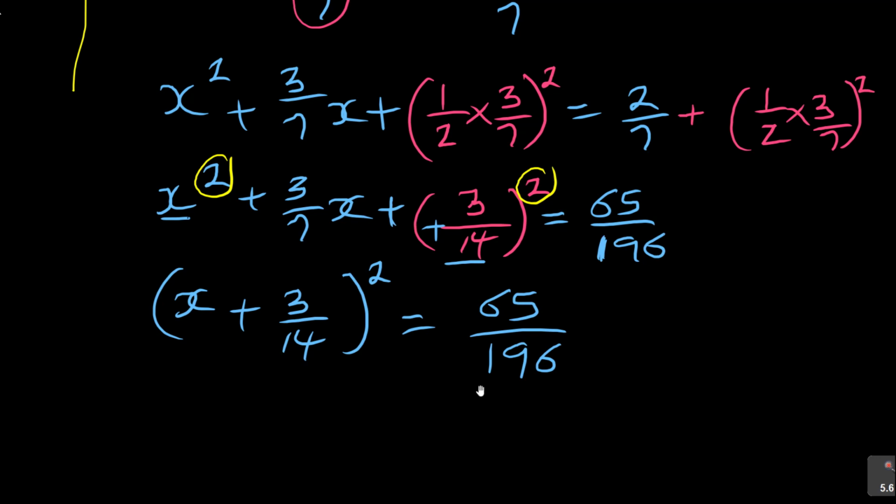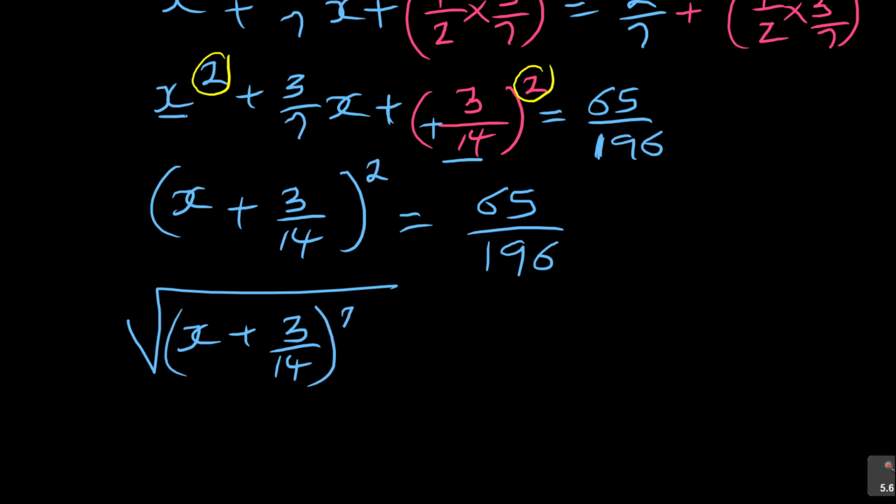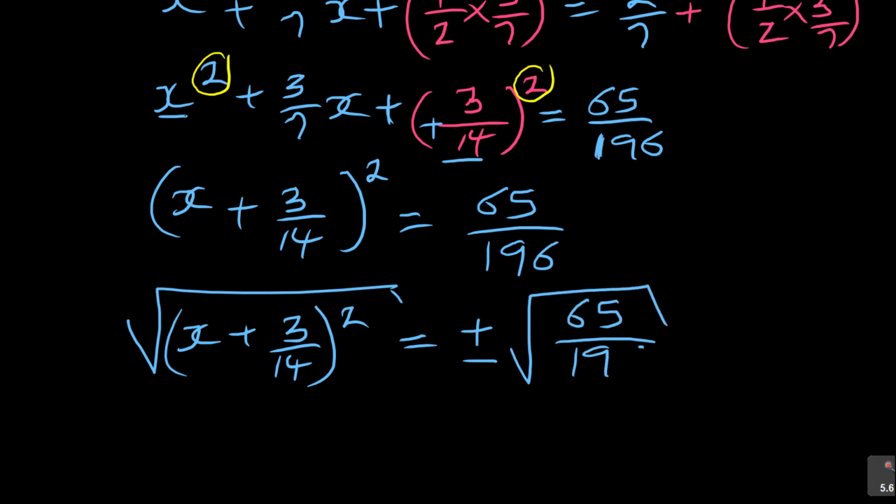196. Finish it up. How do you finish up? Then get rid of that square root. X plus 3 over 14 squared is equal to plus or minus. The moment I put the square root, you say plus or minus square root also of 65 over 196. Once you forget that, you are gone. Don't forget the plus or minus.